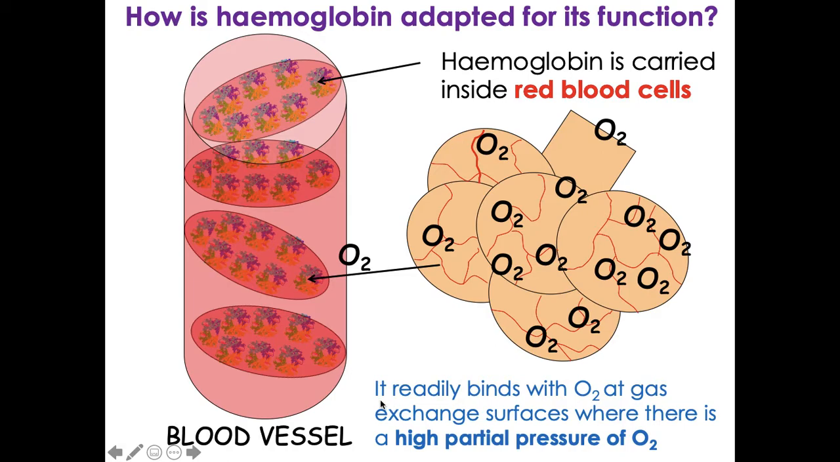So haemoglobin readily binds with oxygen at gas exchange surfaces where there is a high partial pressure of oxygen, or where there's a high concentration of oxygen, but we use the term partial pressure when we're talking about gases. So where there's a high partial pressure of oxygen, haemoglobin will bind readily to it.